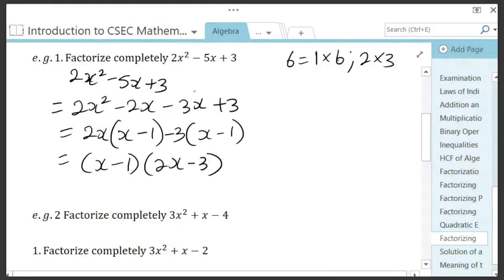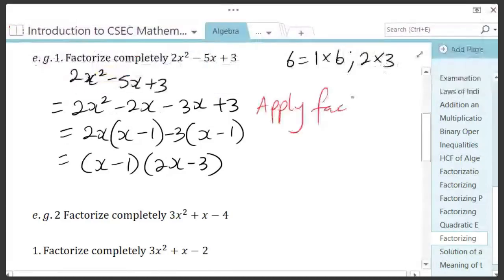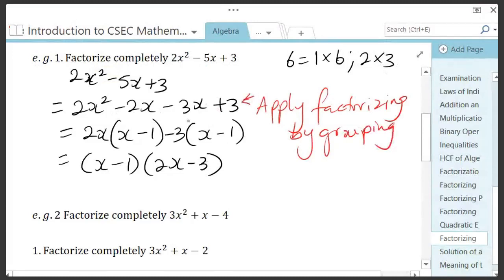So based on the last class, you're just applying the rule that I gave you, that factors of AC must have a sum of b, and you're choosing two factors that will maintain an even number of negative signs. You come up with this line here, and from here you apply factorizing by grouping. So it's very simple. All right, so let's look at another example here.